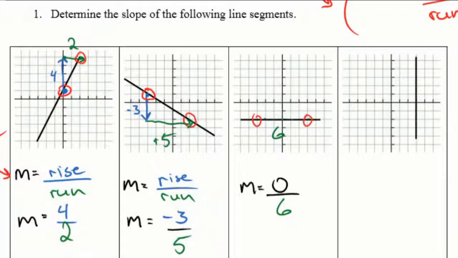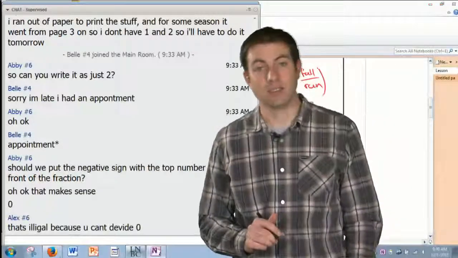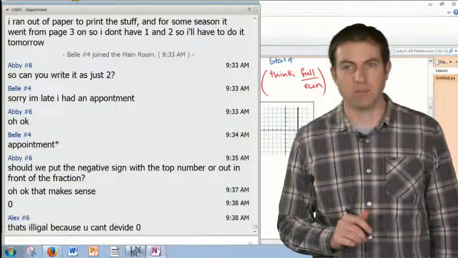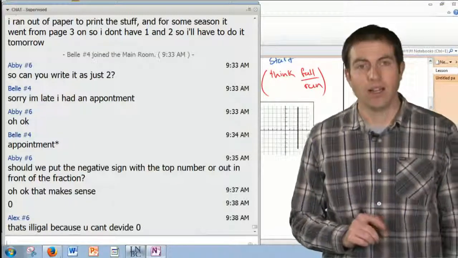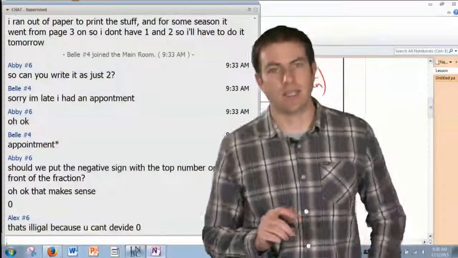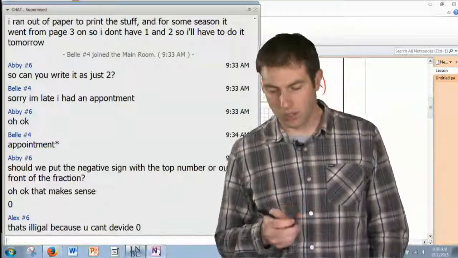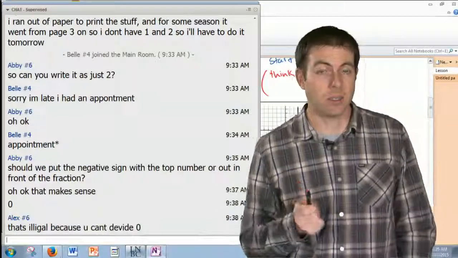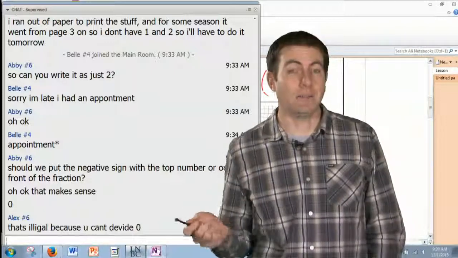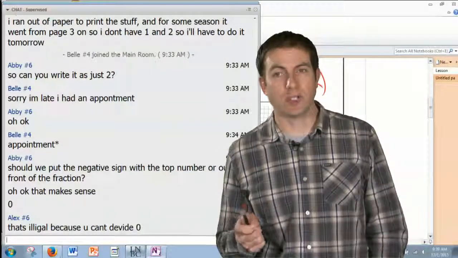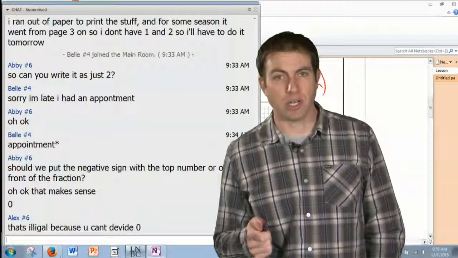All right. Alex is citing me for a mathematics violation, saying it's illegal because you cannot divide 0. Funny thing in math, Alex, is you can go 0 divided by a number. You can put it in your calculator if you want, and your calculator will give you an answer. You cannot divide by 0. So you can't have 0 in the denominator. You can have 0 in the numerator.